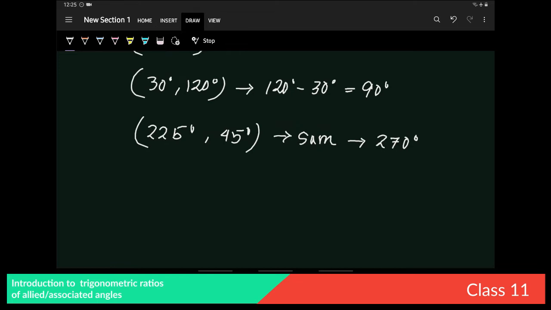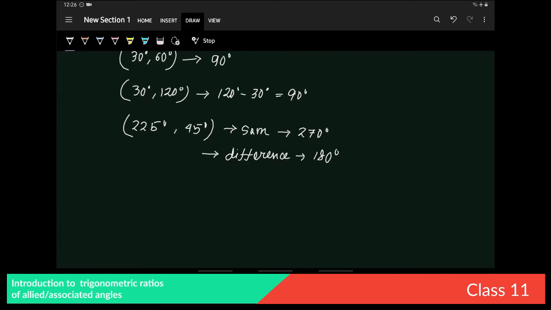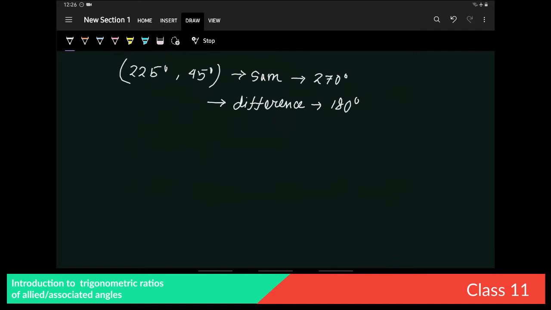Also, we can do it in this way: their difference is giving me 180 degrees. If you see carefully, their difference is giving me 180 degrees, which is also a multiple of 90 degrees. So we can say these two angles are allied angles. Okay, now these were some of the specific examples. Now we come to the examples which are based on the theoretical part.